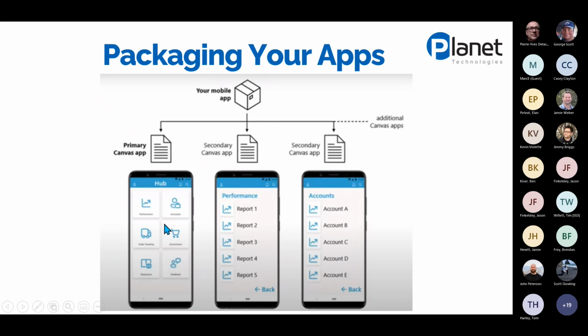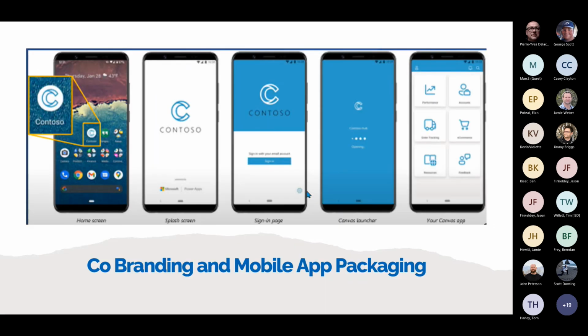Now, Canvas apps used to be individual apps, and now they can all be rolled up into a hub, and then you can go deeper into each one of the apps specifically. So it's very, very cool. This just shows the co-branding all the way from the app on the home page all the way down into the app itself on each one of the UIs. So definitely you can do branding all the way across the entire app, which is very, very cool.